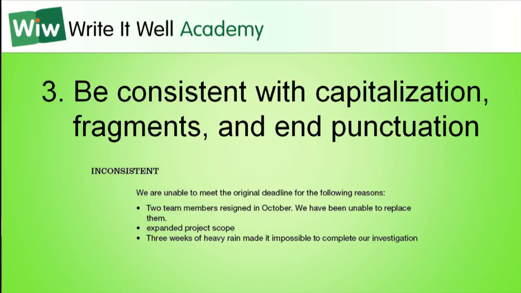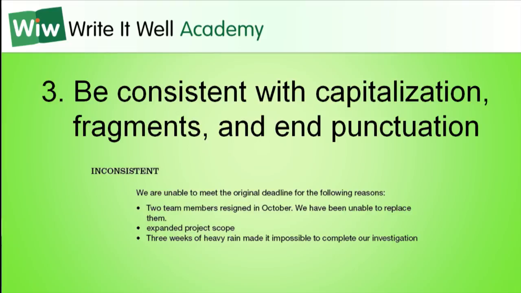So the rule here, the guideline, is that we must be consistent with 3 elements in our list. The first is capitalization. All your bulleted items should start with capital letters. See how sloppy this one looks and how much better it will look when we include capital letters to start each of our bullet points. The second rule here is around fragments and end punctuation.